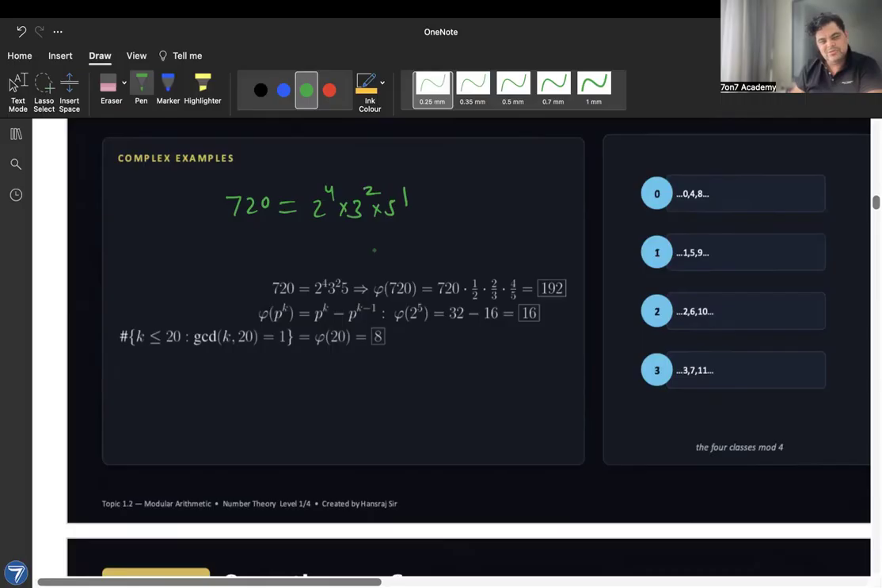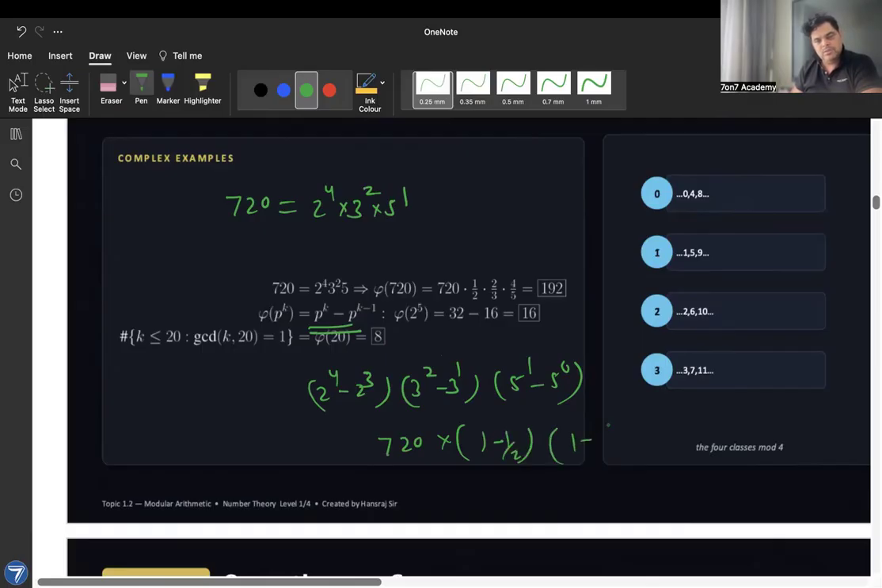One of the best ways to do this is: 2 raised to 4 minus 2 raised to 3. Then 3 raised to 2 minus 3 raised to 1. Then 5 raised to 1 minus 5 raised to 0. I will do the same thing this way: 720 times 1 minus 1 over 2, 1 minus 1 over 3, 1 minus 1 over 5. So I'm telling you how to evaluate this function. After that, I will tell you what is the use of it.